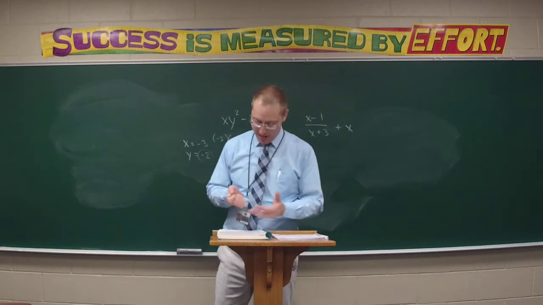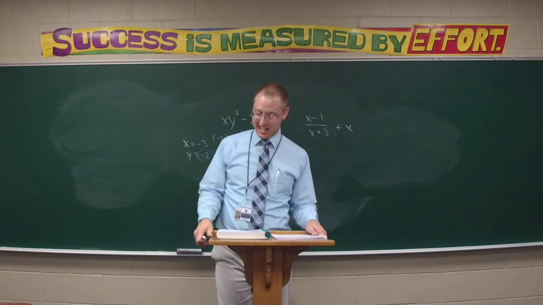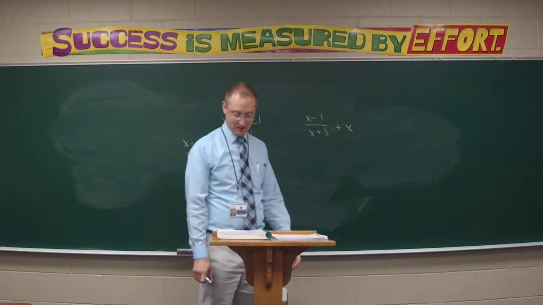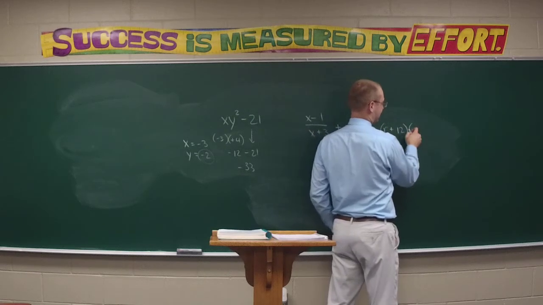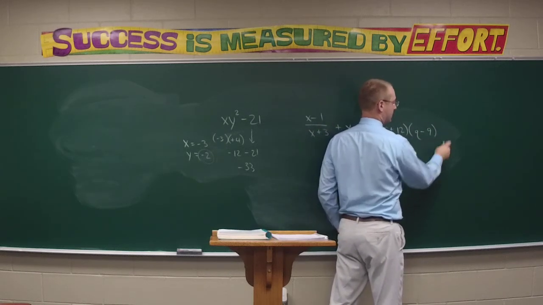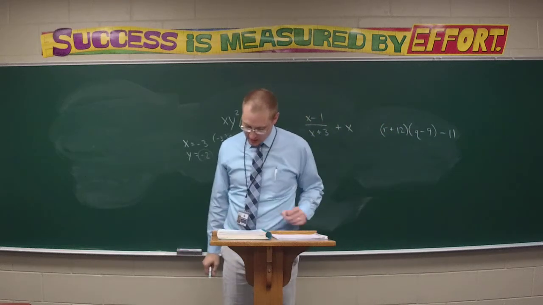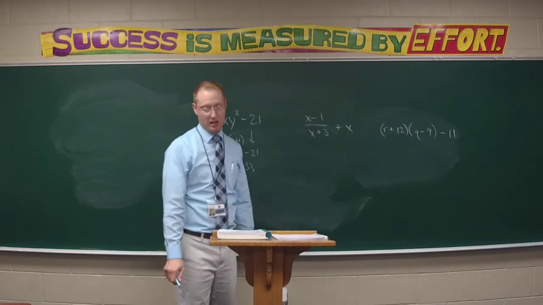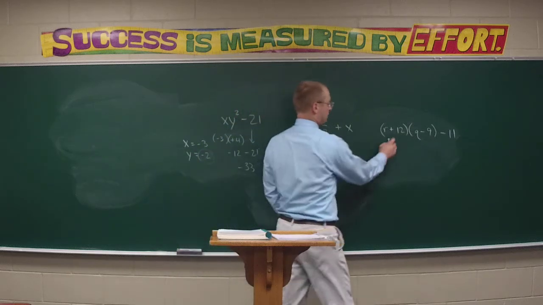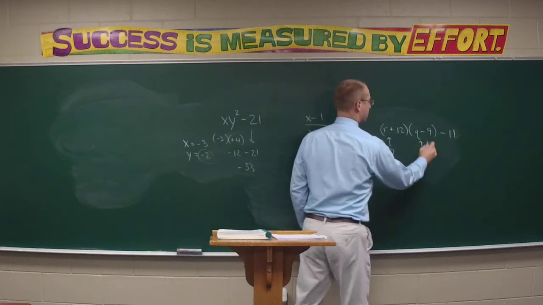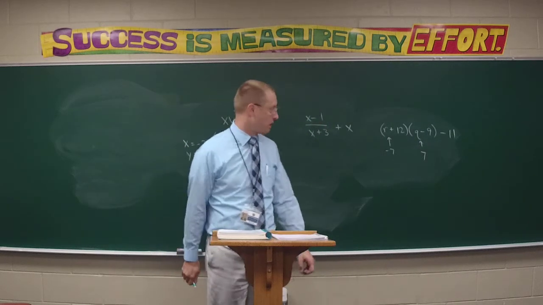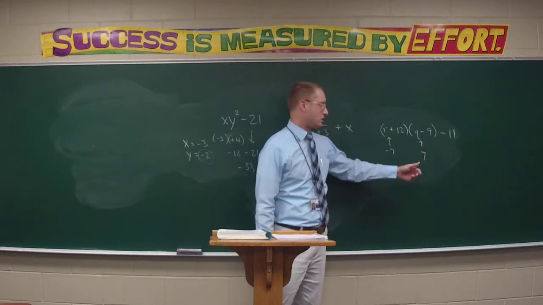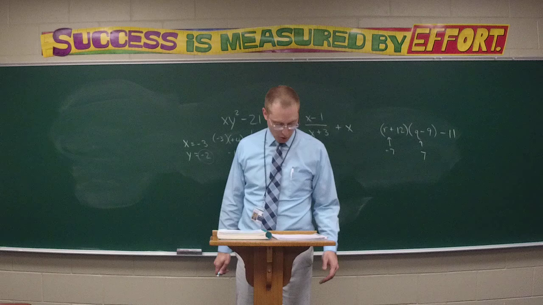Good. Number 12. Abby, the product of r plus 12 and q minus 9 decreased by 11. r plus 12 in parentheses, and another parentheses, q minus 9, minus 11. Good. And it says if r is negative 7 and q is 7, find the value of the expression. Negative 21. We get a positive 5 here, a negative 2 here, which is negative 10. Negative 11 gives negative 21.